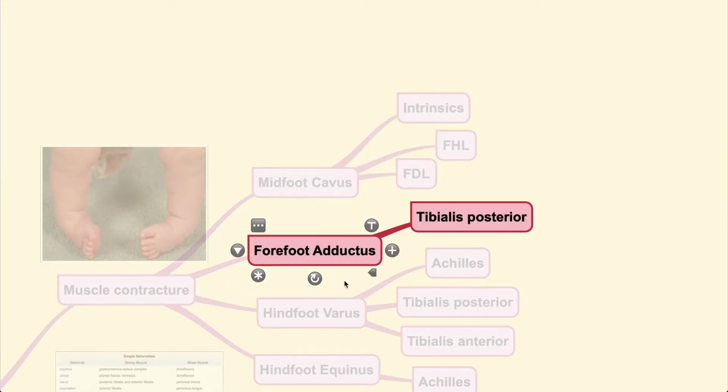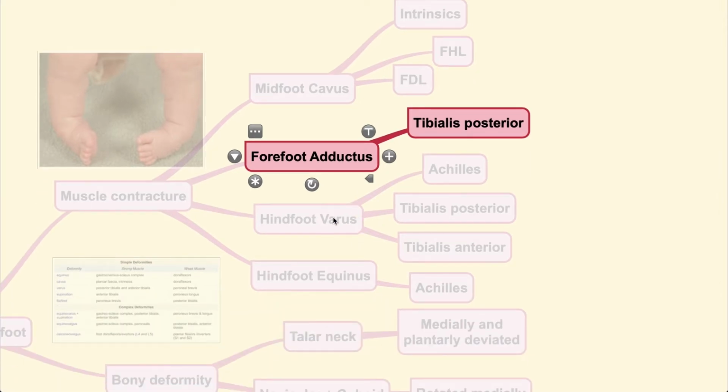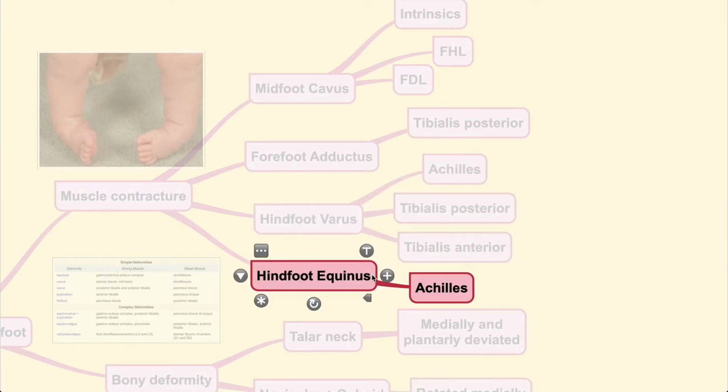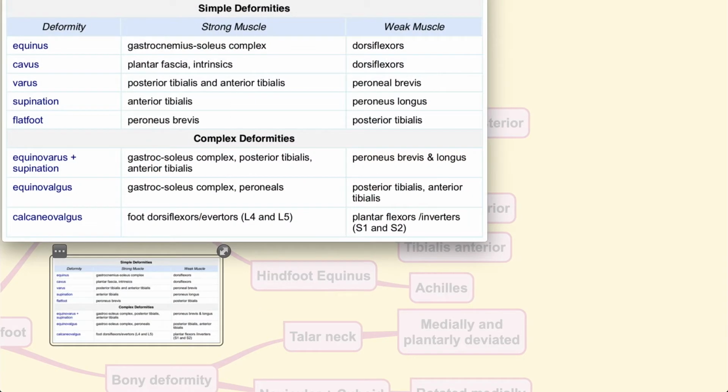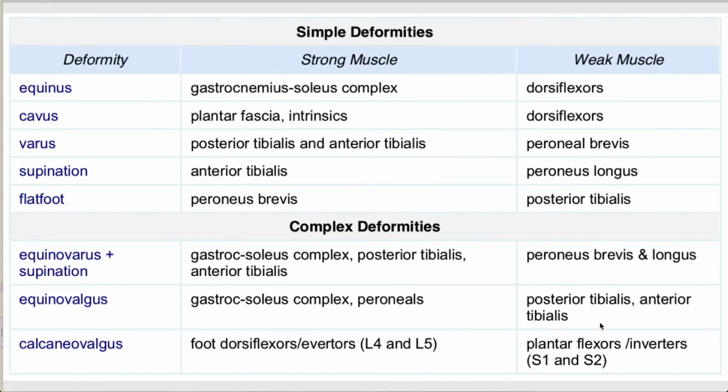For the forefoot adductus, it is usually caused by abnormalities in the tibialis posterior muscle. Hindfoot varus may be caused by the Achilles, tibialis posterior, and tibialis anterior, while hindfoot equinus is caused by the Achilles. This table summarizes very well all those muscles that have been mentioned, which ones are the stronger muscles and which are the weaker muscles, and will generate the CAVE deformity seen in CTEV cases.